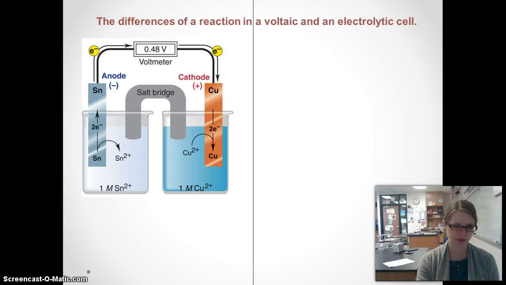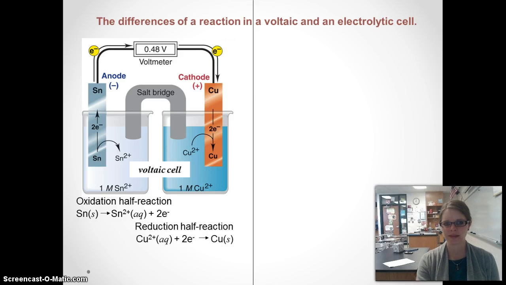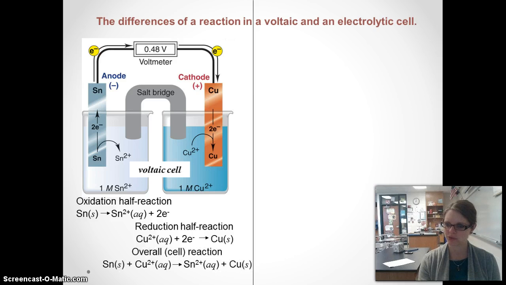So let's take a closer look at this reaction we just saw. This is a voltaic cell. Electrons travel from one side to the other spontaneously. I can see my tin has lost its electrons, my copper has gained those electrons, and so I have an overall cell.